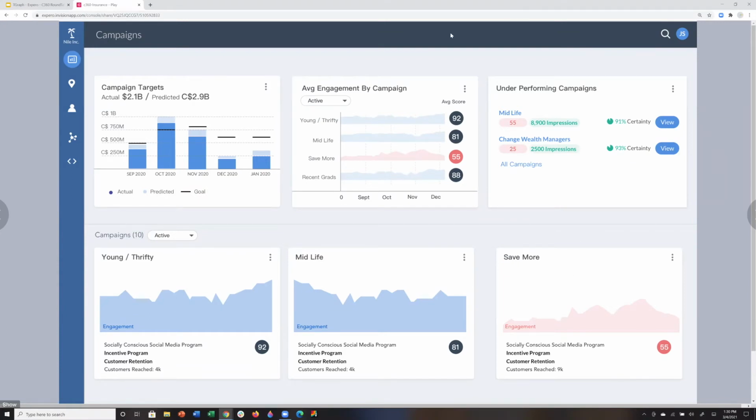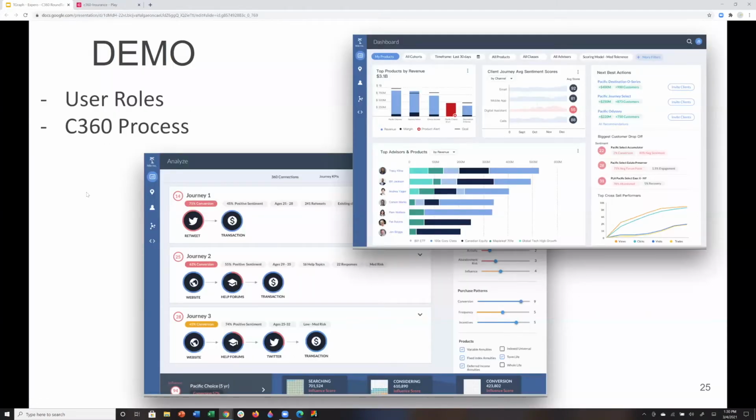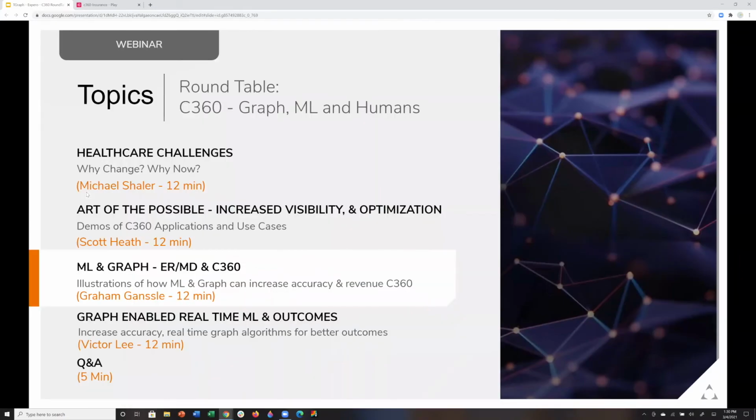So that's really what we wanted to do in this section, was highlight a path as we walk through that journey, and put a face to what these things look like behind the scenes of a graph. And with that, I'll hand it over to you, Graham.